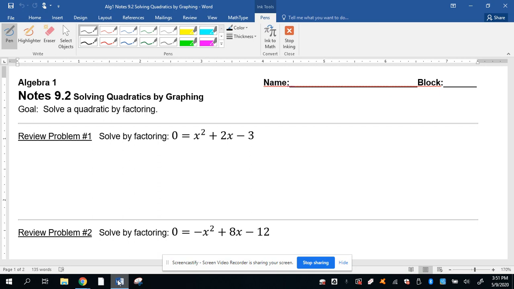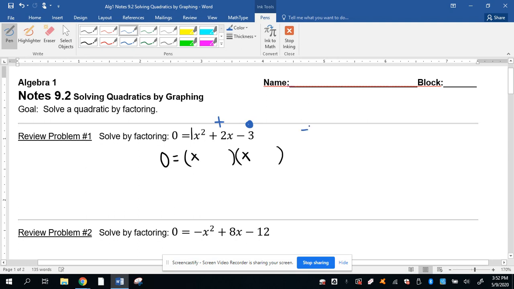So the first thing we do is look at this coefficient is 1. It is in standard form. The leading coefficient is 1, so it's a double bubble type of factoring, meaning I'll have two factors, each with an x. I'm looking for two numbers that multiply to get -3 and add to get 2.